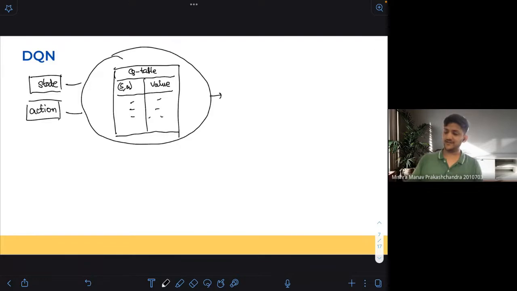And eventually, whenever the agent needs a value, it looks into this table and figures out the Q value that it needs. Basically it looks at the state action pair and then figures out its corresponding Q value with the help of this Q table. The way people work with DQN is different. So here the input is the state action pair and the output is the Q value.